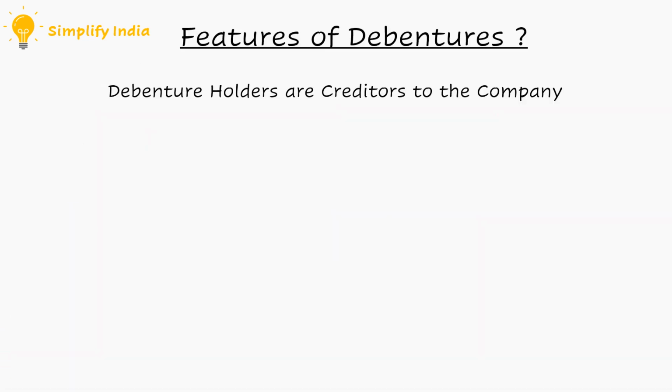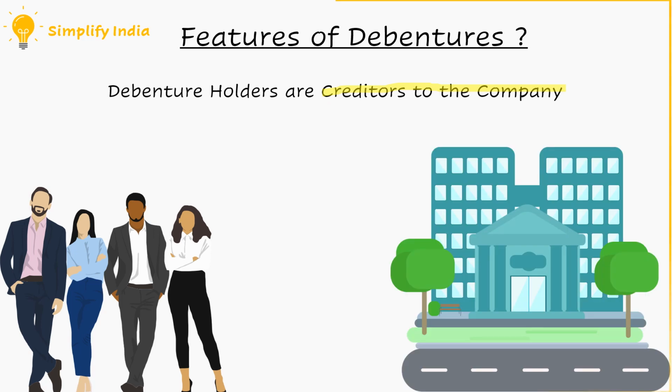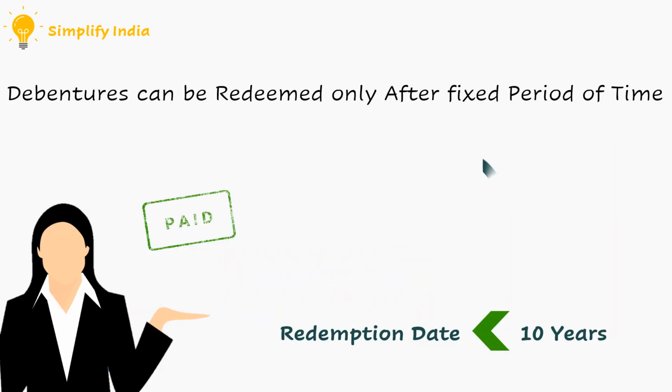Next, we are going to learn the features of debentures. First, debenture holders are creditors to the company. As people know, a debenture is a debt instrument. As holders of the debt instrument, they become creditors to the company, and the company becomes liable to repay the debt amount to the debenture holders.